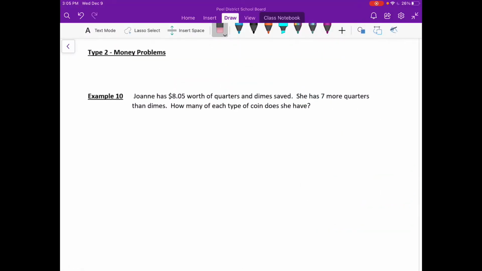We're gonna do types of problems, which are money problems. There's actually two ways to solve these, and I'm gonna show you both ways for both different examples. You can use whichever way you feel comfortable using. I'm just gonna show you both.